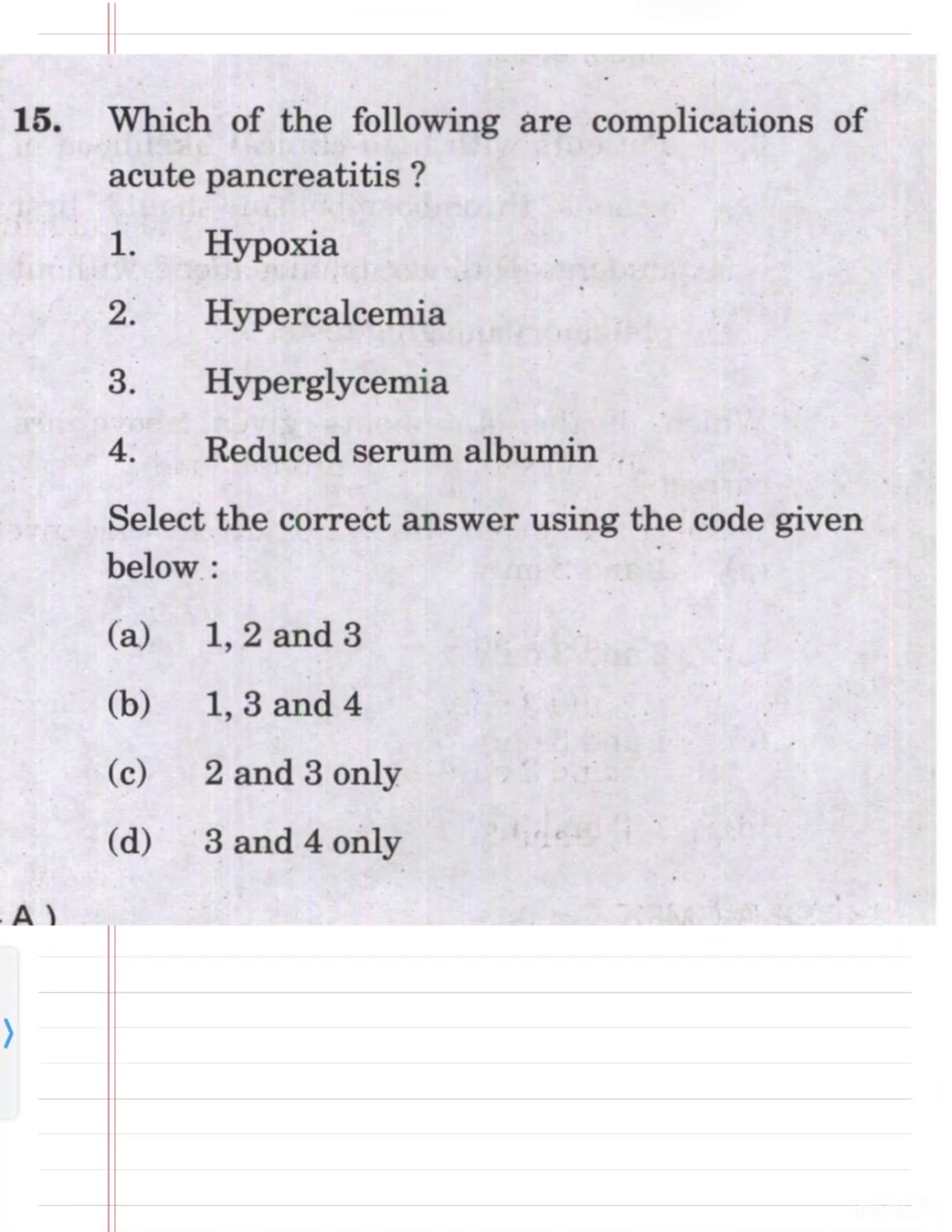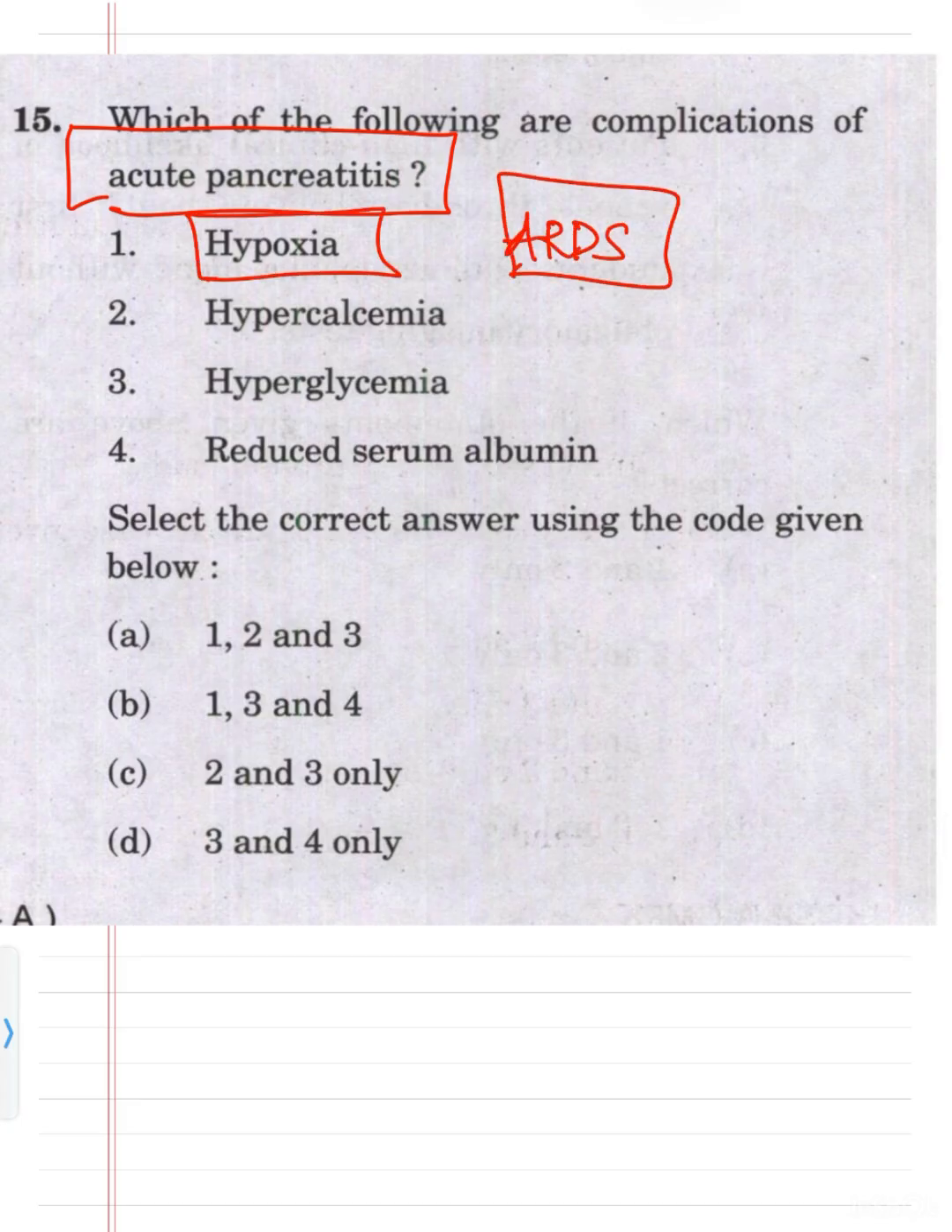Now, which of the following are complications of acute pancreatitis? So there was a patient in emergency with acute pancreatitis. You have admitted the patient and started the treatment, but what are the complications that you should anticipate that can come? So it is hypoxia. Yes, the patient can go into ARDS. ARDS is one of the complications of acute pancreatitis.